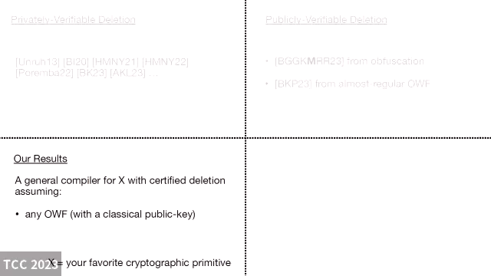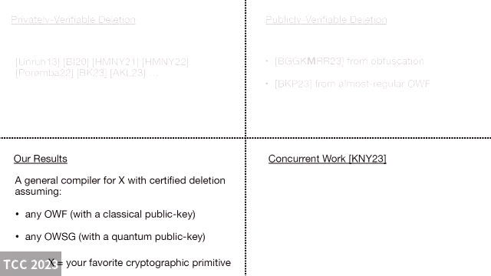We also have, as an additional result, a generic compiler using one-way state generators. Although in this setting, we obtain a scheme where the key to verify deletion is a quantum state. Of course, the difference between these two settings is that the assumption of one-way state generators is believed to be a weaker assumption than one-way functions.